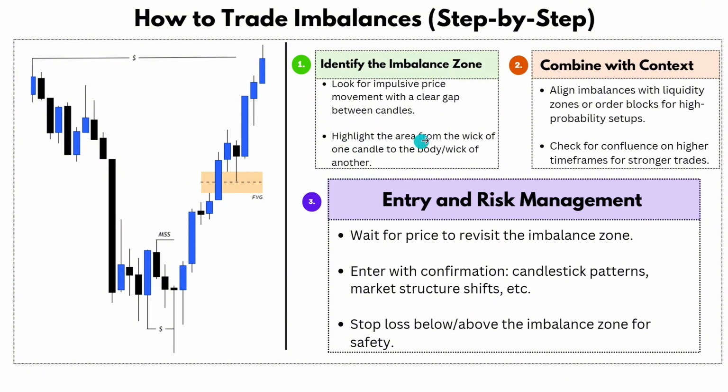Then we should highlight the area from the wick of one candle to the wick of the other. As you can see here, just like I marked up here, we're just going to mark out the area from the lower wick to the higher wick. So this gap becomes our imbalance. This right here is also known as an imbalance.